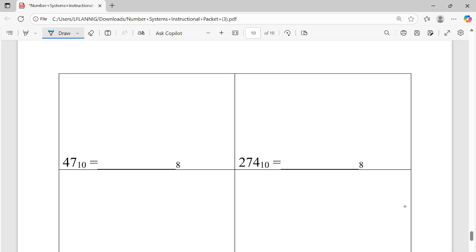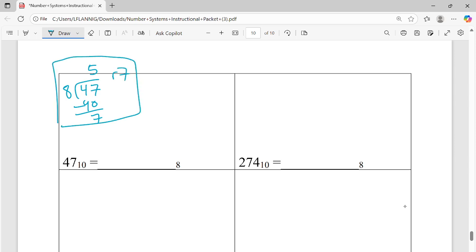But the idea is the same. You just take 47, but instead of dividing it by 2 this time, we're going to divide it by 8. So basically, how many times does 8 go into 47? It goes into it 5 times. 8 times 5 is 40. If you were to subtract, you would get 7. So that means there is a remainder of 7. So that's the first section.